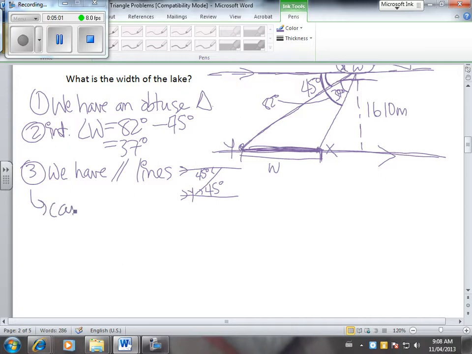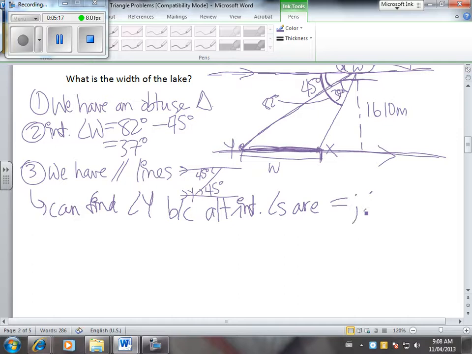So we can find angle Y because alternate interior angles are equal. And therefore angle Y equals 45 degrees.